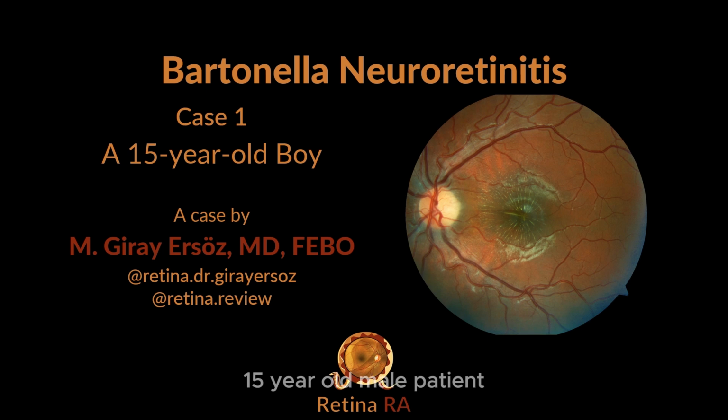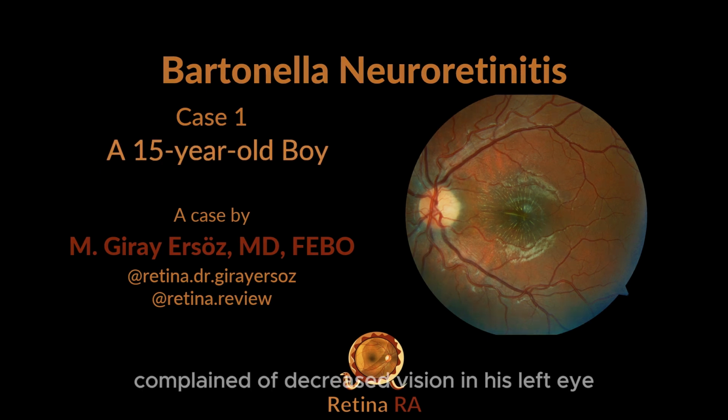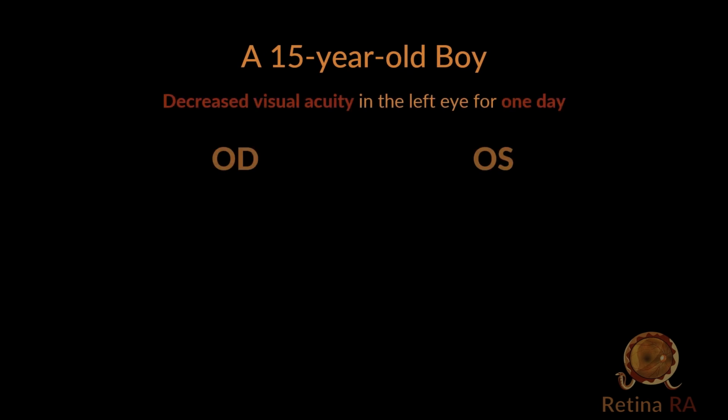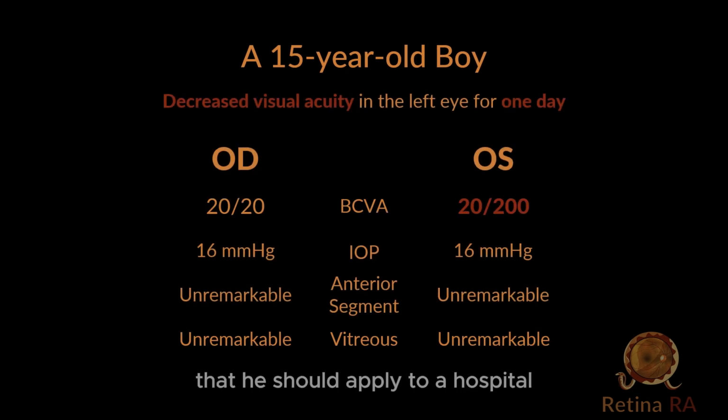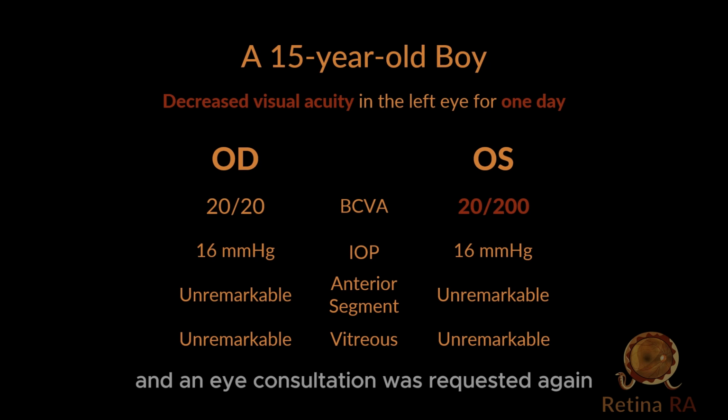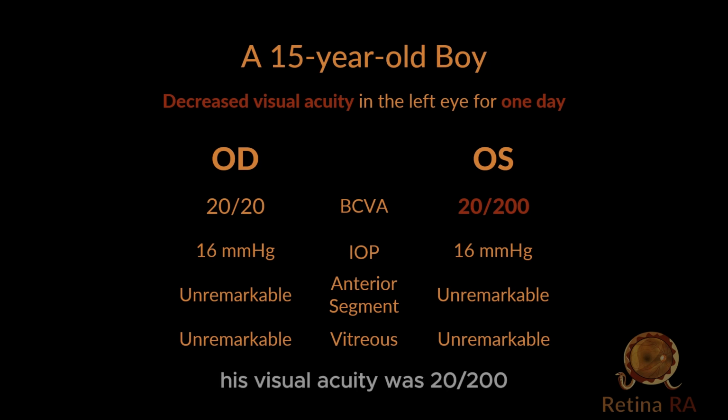A 15-year-old male patient complained of decreased vision in his left eye for a day. He was told by an ophthalmologist at another hospital that he should apply to a hospital with a pediatric neurologist with a preliminary diagnosis of optic neuritis. He was admitted to our hospital by the pediatric neurology department with a diagnosis of optic neuritis, and an eye consultation was requested again. His visual acuity was 20/200 in the left eye.